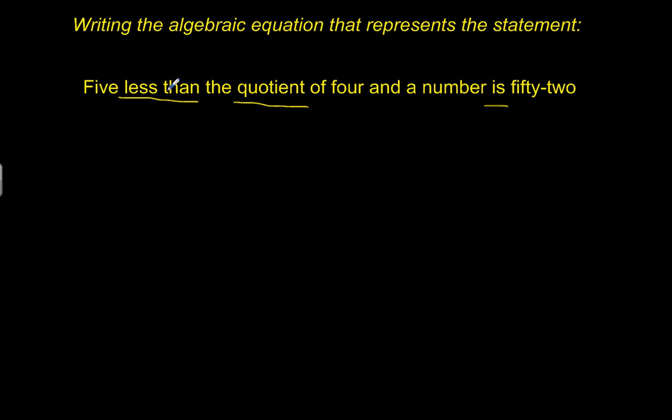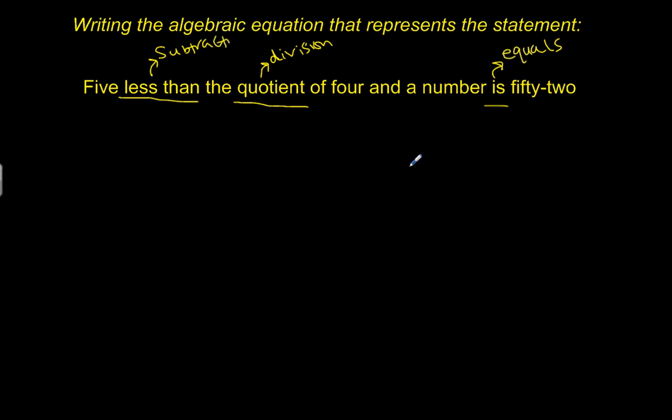All right, so when we see the words less than, that means that we are going to be subtracting something. And when we see the word quotient, that means we are going to have some sort of division problem going on there, dividing something. And when we see the word is, that means the same thing as equals. So we have 5 subtracted from some kind of division problem, and that is going to be equal to 52.